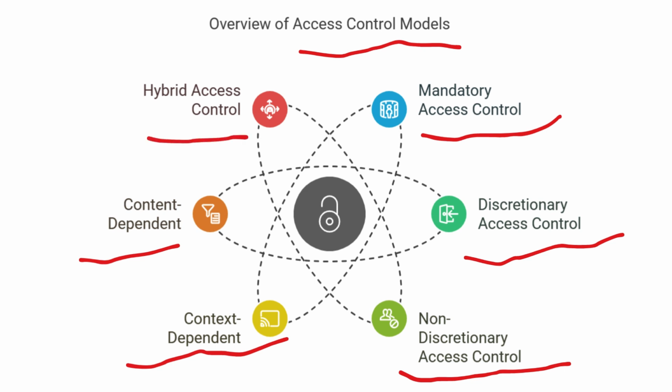Hybrid approaches: most organizations do not rely on a single access control model. Instead, they combine different models to balance security and usability. For example, a government agency may use MAC for classified files but RBAC for employee access. And a bank may use DAC for document sharing but context-based access for online transactions. Hybrid models allow for greater flexibility while ensuring strict security where needed.